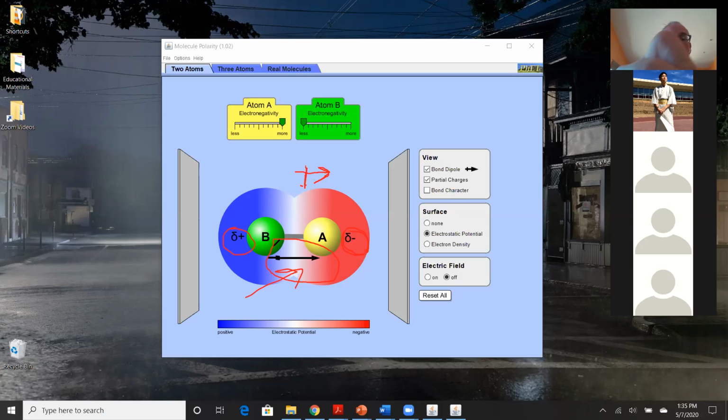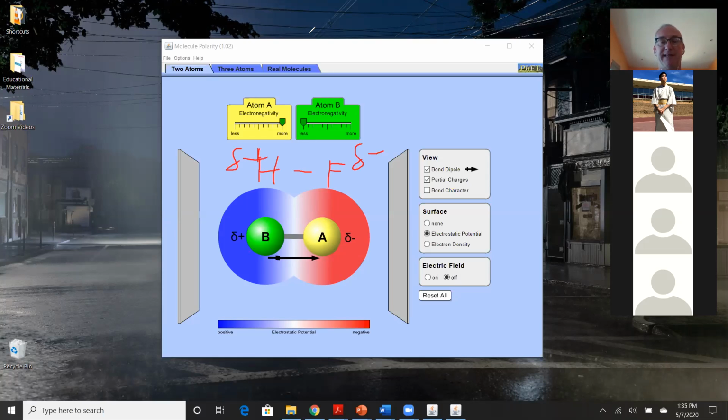So basically what we've got here is this would look like what HF would look like. Or sorry, the other way around. No, that's right. Yeah, so atom B would be the hydrogen with the low electronegativity. Atom A would be fluorine with the high electronegativity. And so this would have the partial negative charge and this would have partial positive charge.